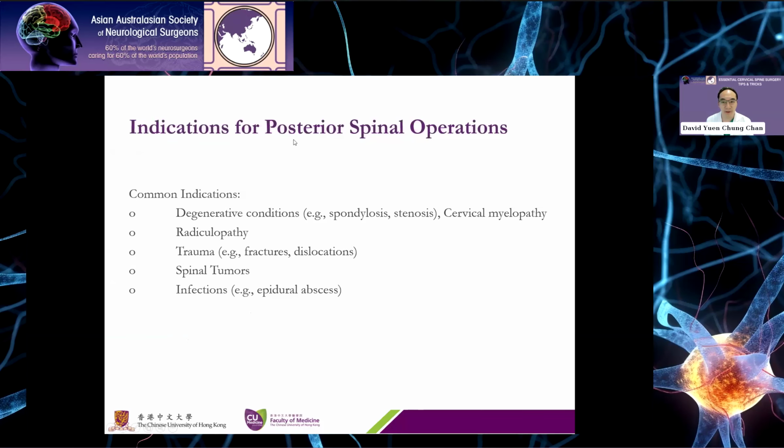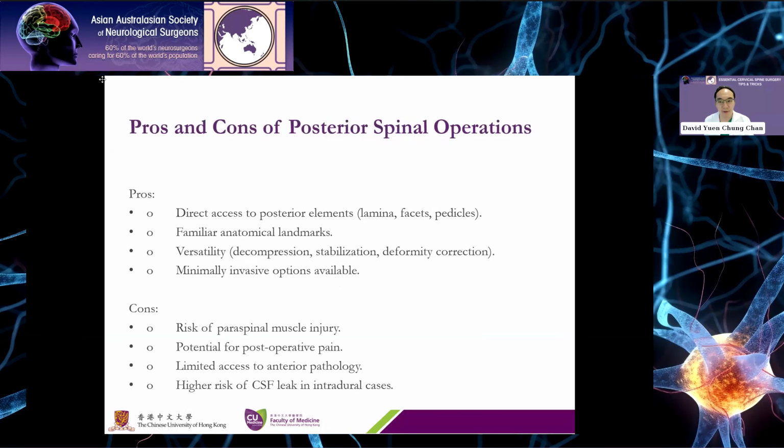So common indications for posterior spinal operations include degenerative conditions, be it myelopathy or radiculopathy, in a patient with trauma, like fracture dislocations, with spinal tumor, infections, etc. So posterior spinal operation is a very versatile surgical approach. We have direct access to the posterior element, lamina, the facet joints, pedicles, and it is more familiar to us, achieving decompression, stabilization, and correction of deformity, and restoration of the sagittal and coronal alignments.